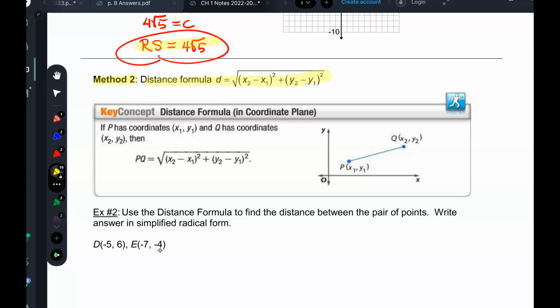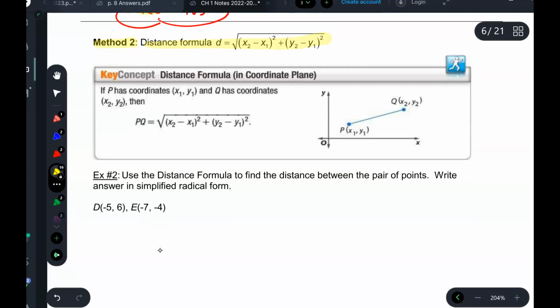Do we have the choice to use either method one or method two? That was a good question. If I don't specify, I don't care. If I just say find the distance, either works, but I will tell you on the homework: use the Pythagorean theorem for these problems, use the distance formula for these.